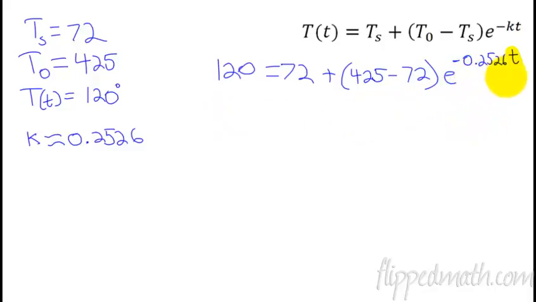Now I'm not going to solve the rest of this for t because you'll basically do just what we did before when we solved for k. You'll subtract the 72, divide both sides by 353, natural log both sides, and so on. You'll solve for your time of how long Mr. Brust has got to wait. And we are done with Unit 9. Can you believe this? It's over.